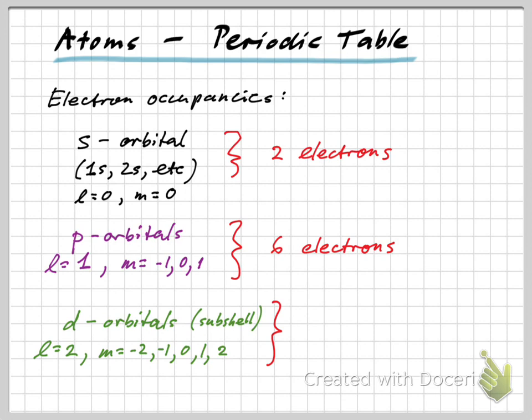And whenever you're in a d subshell, then you get 5 choices for M, and therefore there should be 10 electrons that can fit in a d subshell into the d orbitals.